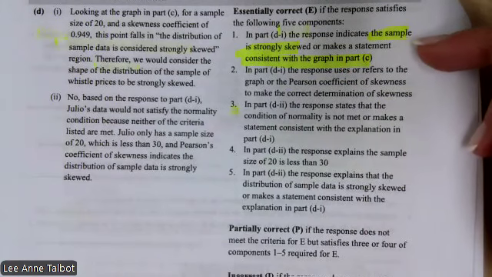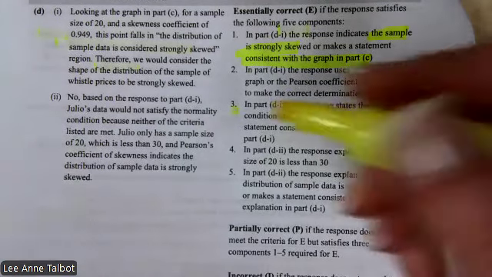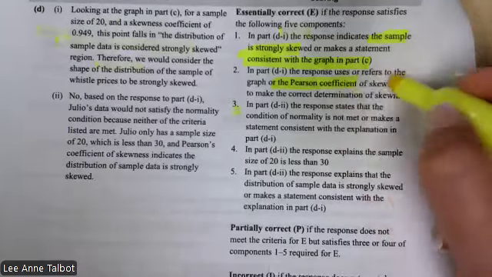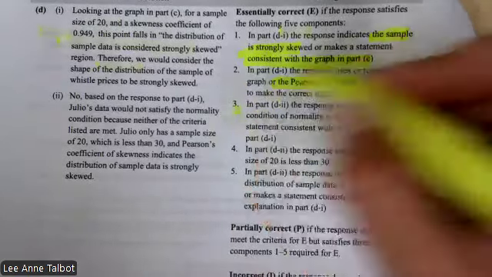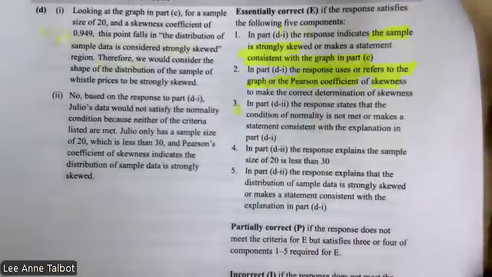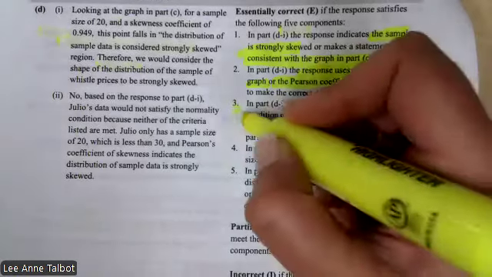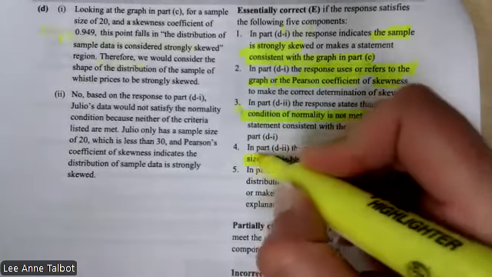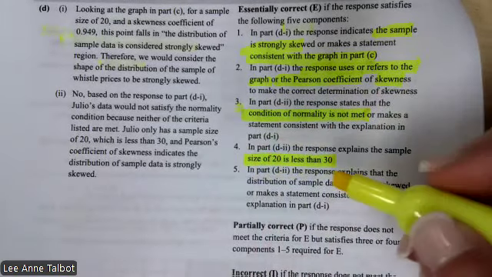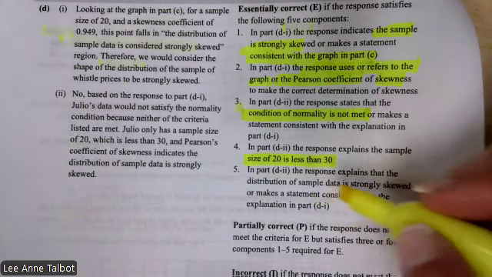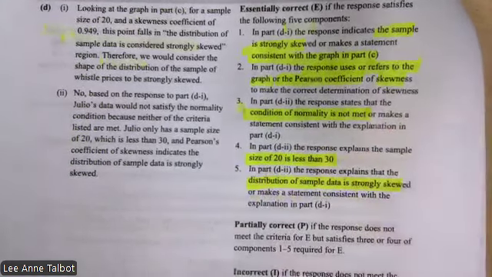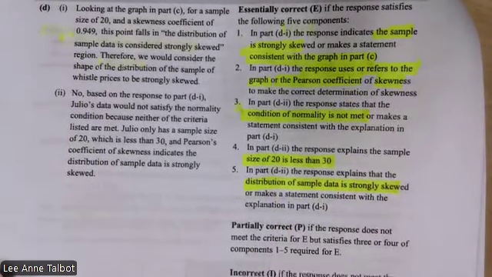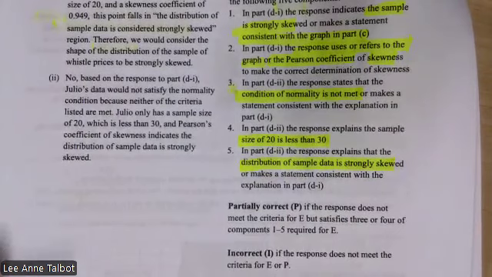Oh, I see. So part 1 is just saying that it's strongly skewed. Part 2 is either saying because of the Pearson coefficient or the skewness or the graph. Part 3 is saying normality is not met. Part 4 is the sample size of 20 is less than 30. And part 5, it says strongly skewed. How many parts did this one have? 4?